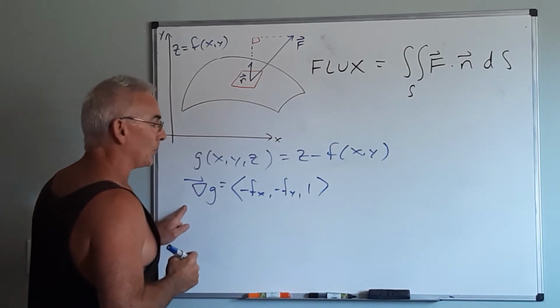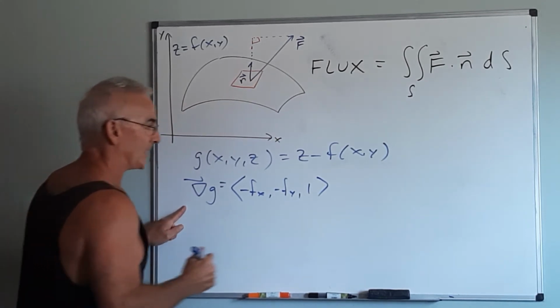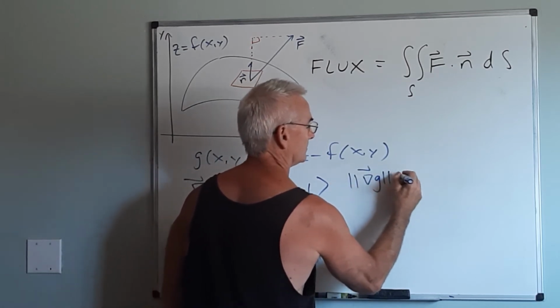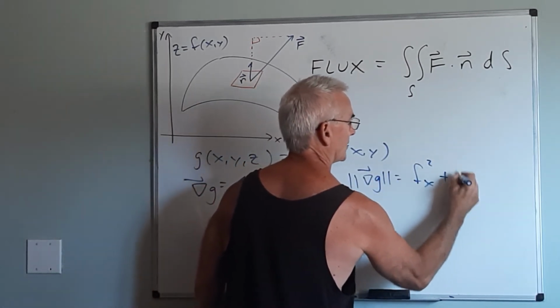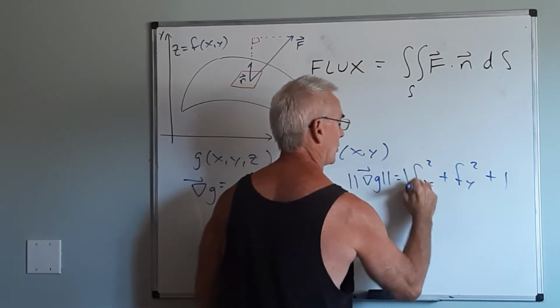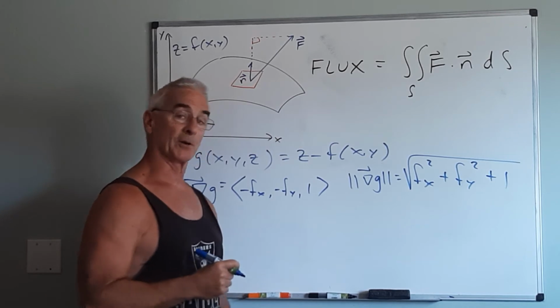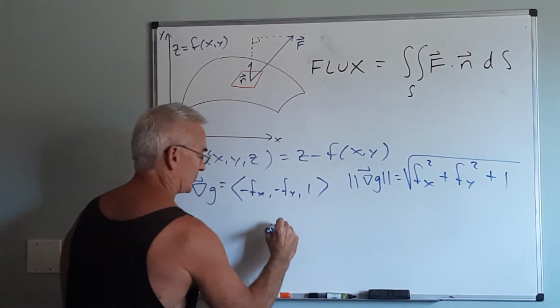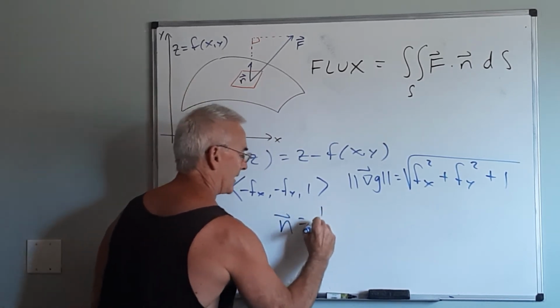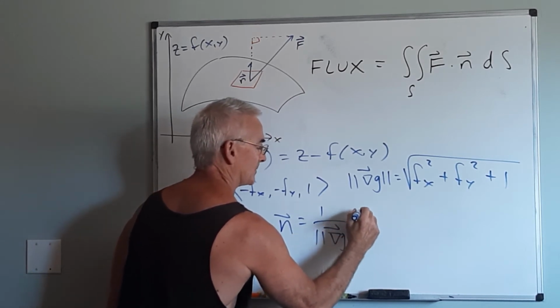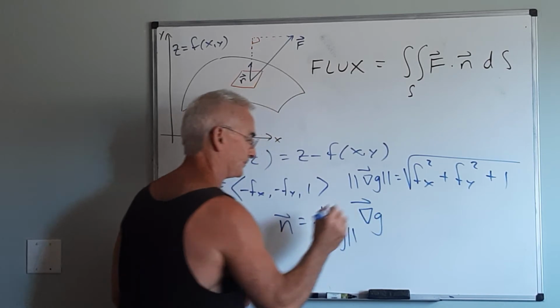The unit normal vector we know is the vector in this direction, so the first thing we'll do is find the length of the gradient vector, which will be the square root of f_x squared plus f_y squared plus 1. We recognize that quantity because that's the surface area parameter. So now we can express the unit normal vector as 1 over the length of the gradient vector times the gradient vector itself.